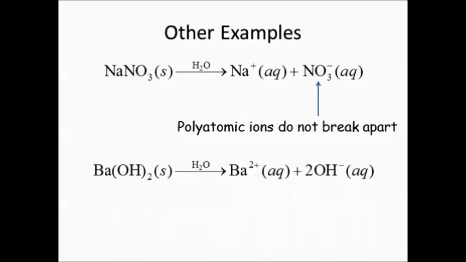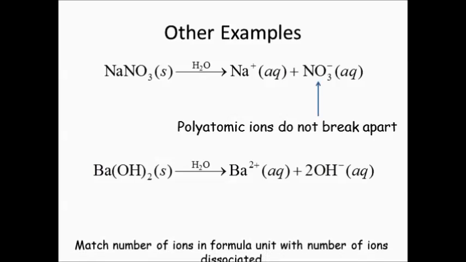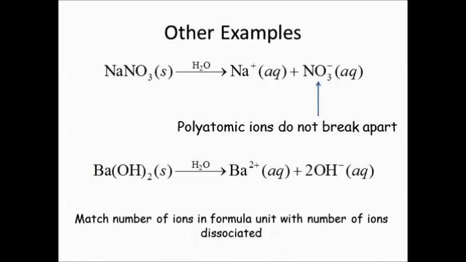Let's look at yet another example. This time we are going to look at barium hydroxide. In barium hydroxide, we have in one formula unit one barium ion and two hydroxide ions. Therefore, when it dissociates, it forms one barium ion and two hydroxide ions. It is important to note that the number of ions in a formula unit is the same as the number of ions that are dissociated off for each given formula unit.